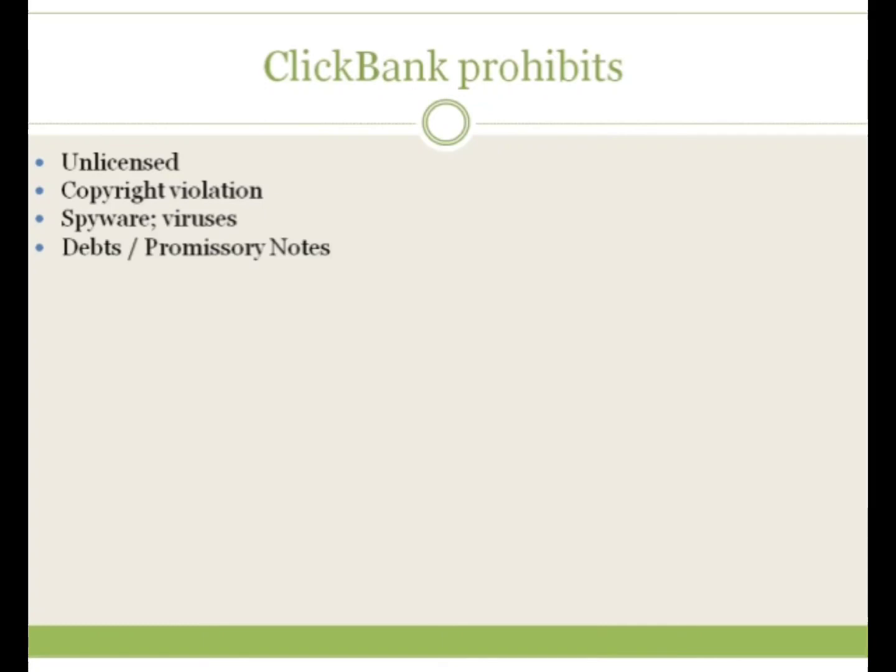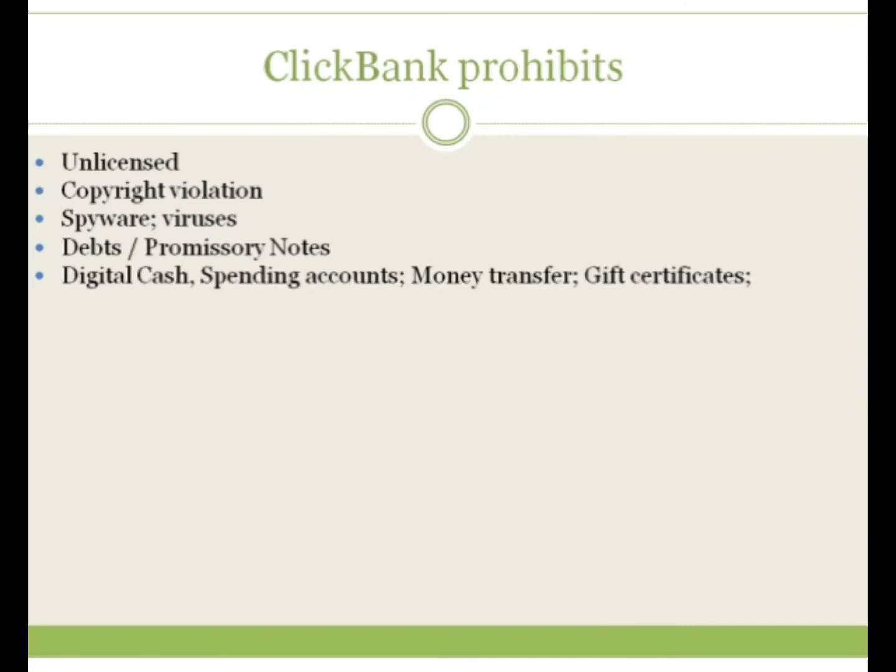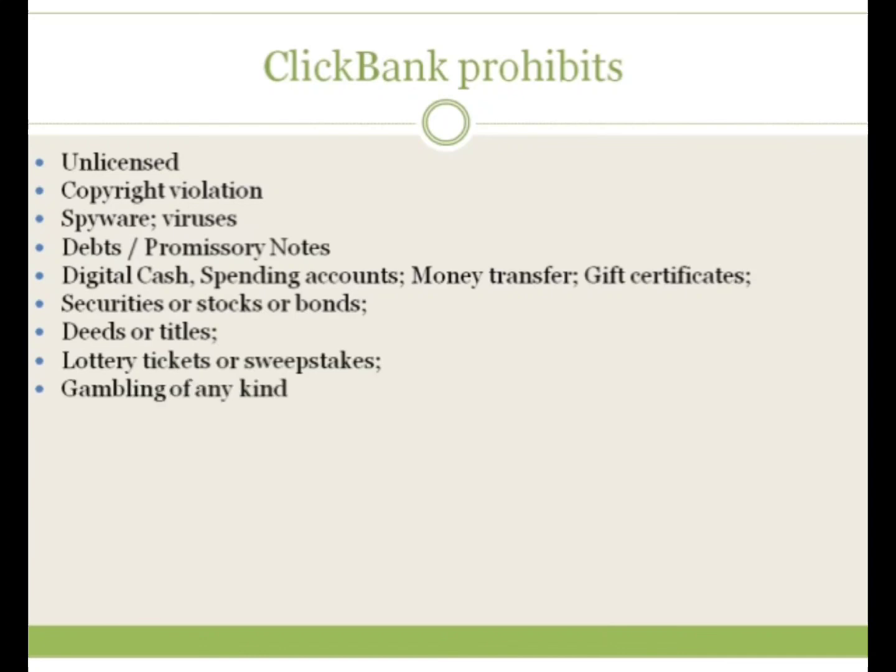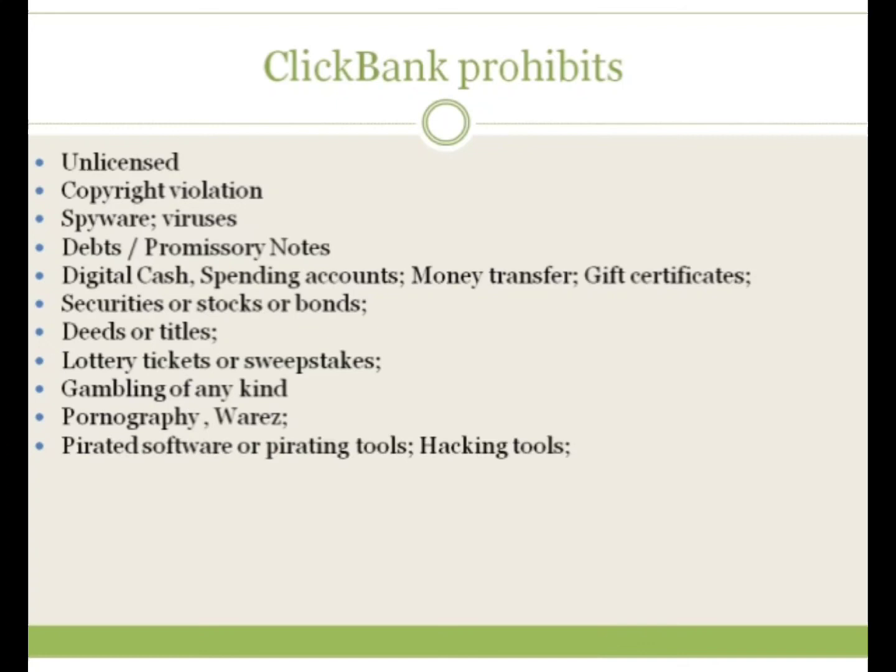Existing debts, promissory notes, digital cash, spending accounts, money transfers, gift certificates, and most likely a lot of these things are on the list because somebody else did it and it just didn't work out. You've got securities, stocks, bonds, deeds, titles, lottery tickets, sweepstakes, wagers, wager pools, gambling, or betting of any kind. There used to be a lot of gambling products, but a lot of them were pulled off. Pornography, any type of pornographic entertainment, is basically illegal stuff.